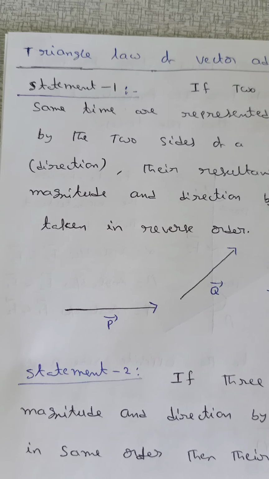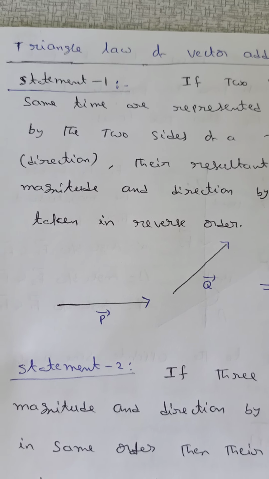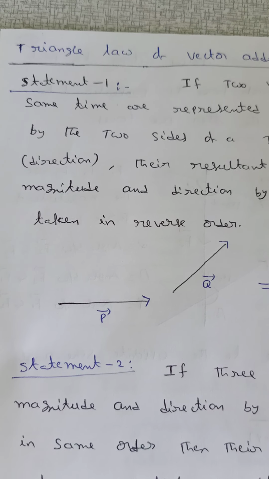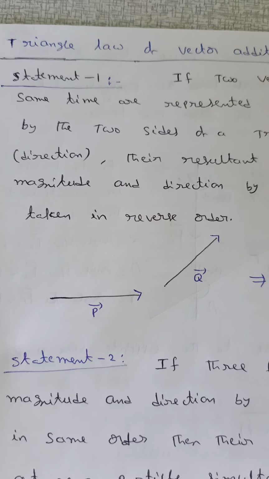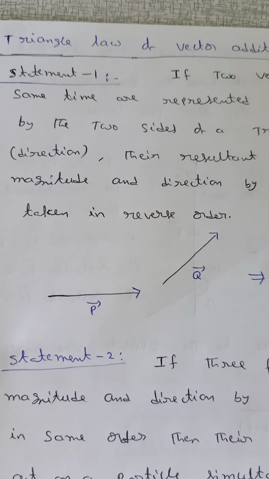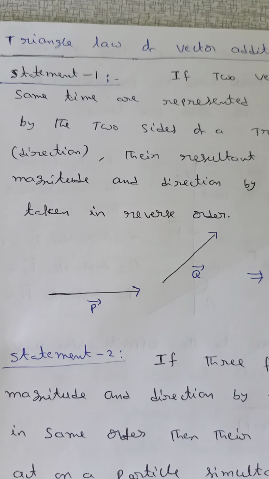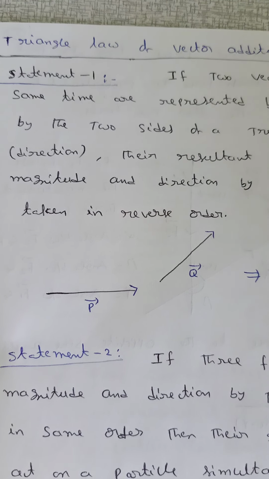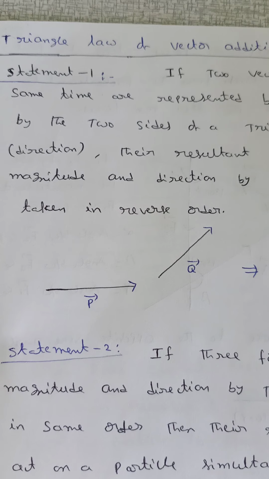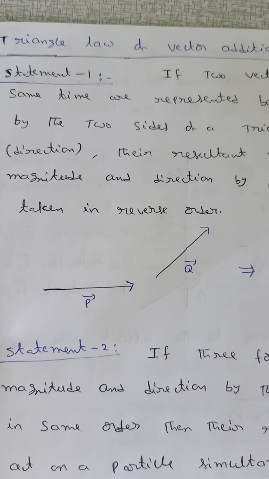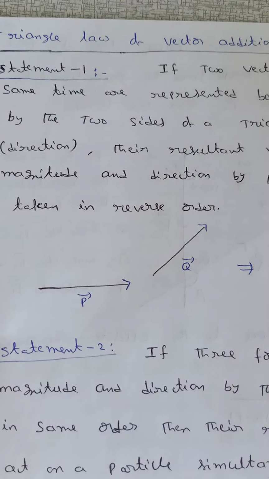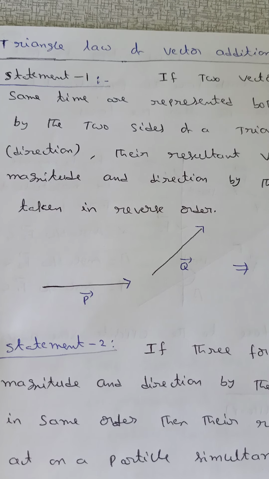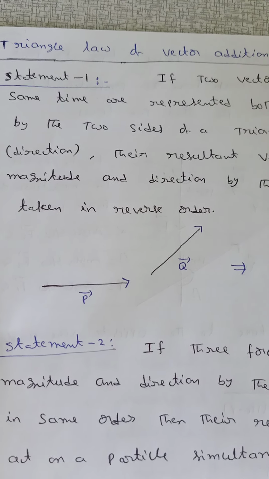The last week we discussed vectors. The first class discussed the introduction of vectors: scalars, vectors, tensors. The second class explained the types of vectors and representation of vectors. And the third class, the law of vector addition. Law of vector addition means addition of vectors, subtraction of vectors, and the parallelogram law of vector addition.